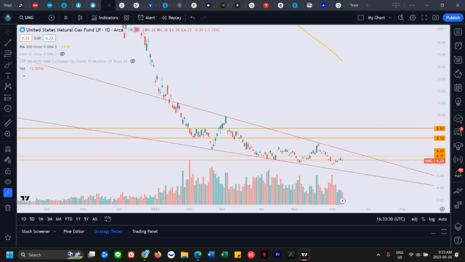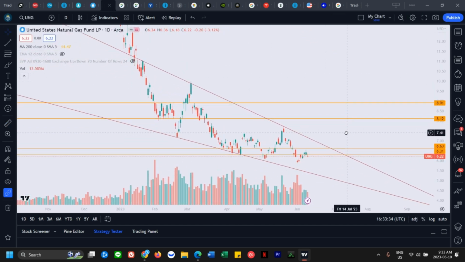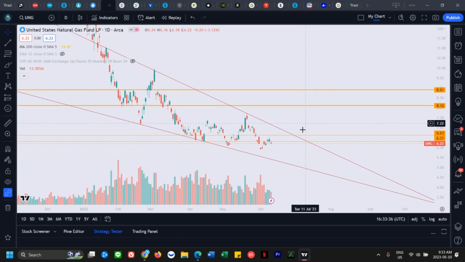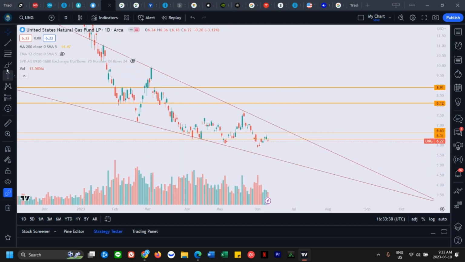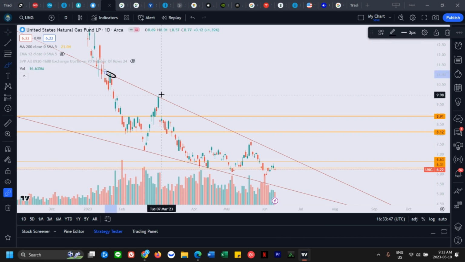All right, let's take a look at UNG. UNG is the tradable ticker symbol for gas, so obviously we want to chart both of those to get the best understanding. This falling wedge is super clear for me, and it's been like that for a couple months. Rejection, rejection, rejection, support, support, support, and see if it keeps playing out.